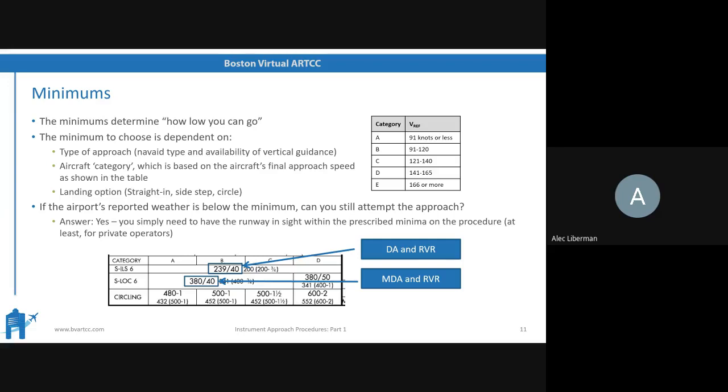Next, you have the MDA and RVR. So MDA here is 380 feet. And why do you guys think that is? Why do you think that the MDA here is a whole 141 feet higher than the DA? Again, feel free to comment in the chat or unmute your microphone and share your thoughts.